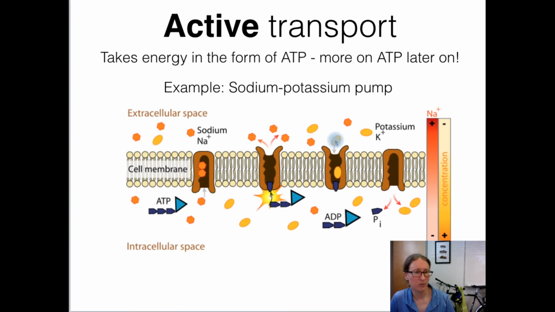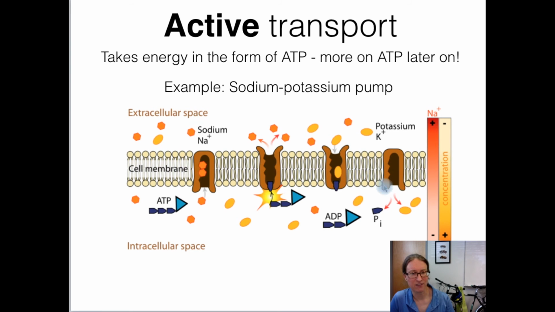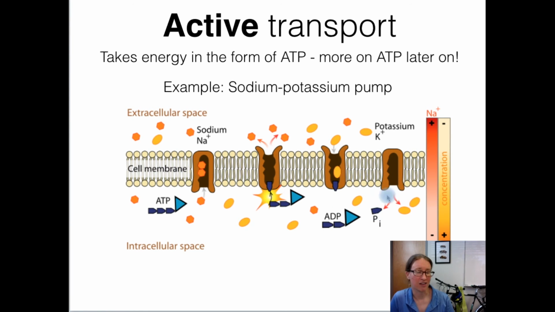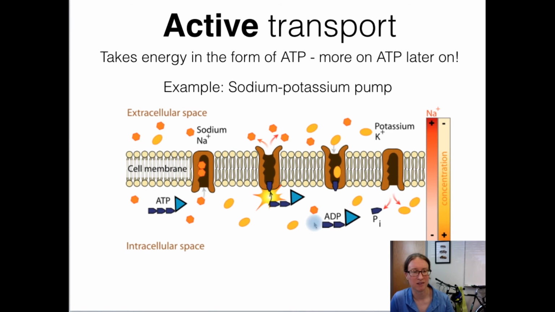And then while this protein is in that changed shape, 2 potassium ions can bind. And then lastly, a phosphate group will come free from the transporter, causing it to change its shape back again and release 2 potassium ions inside of the cell. So there's an exchange here. It takes energy and it pumps 3 sodium out, and at the same time it will pump 2 potassium ions back into the cell.